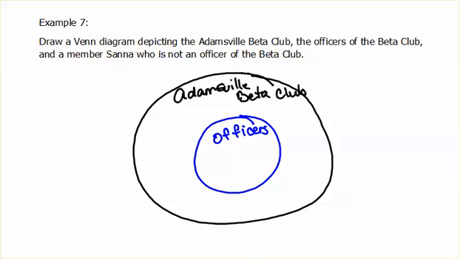Then we have this member, Sana, who is not an officer of the Beta Club. So she belongs in this bigger circle, but not in the blue circle because she's not an officer. So Sana would be right over here by herself. And again, you could have put her anywhere as long as it was within the black circle, but not in the blue circle.